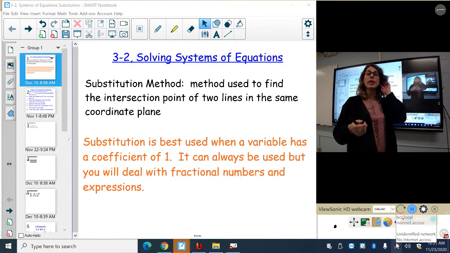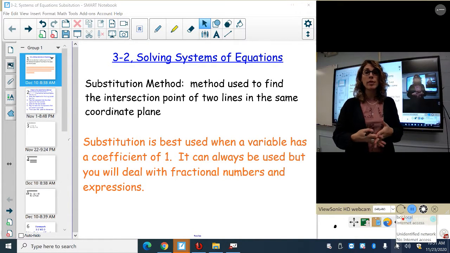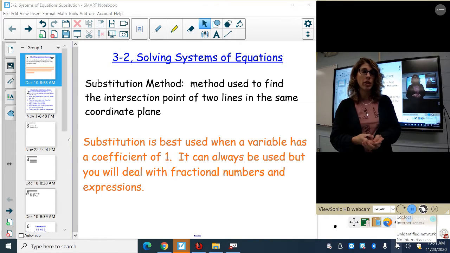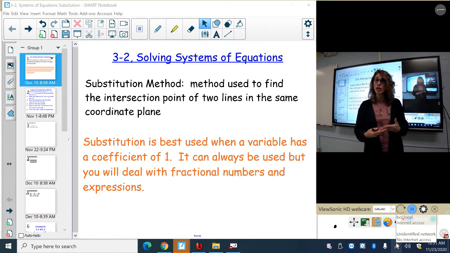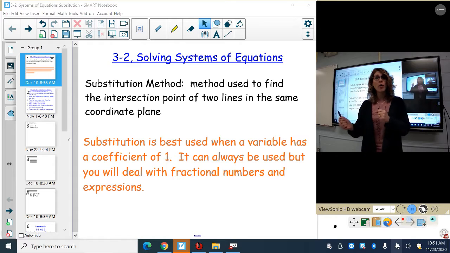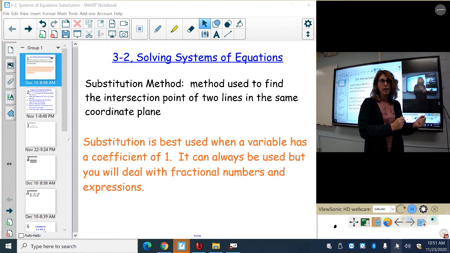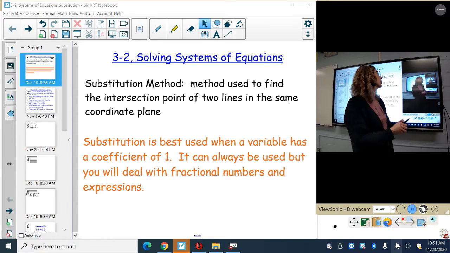Okay, we're going to talk about the next method to find the point of intersection between two lines out in space, and this is the substitution method. Now, substitution method is just like you would think. You sub a value out and you replace an expression for that value in for it. Every place you see it, you plug in that value or that expression, okay?